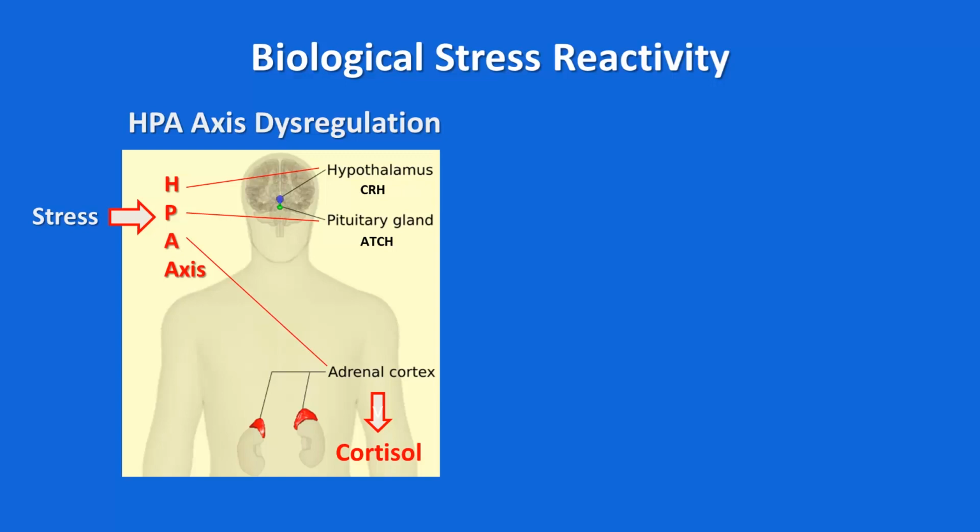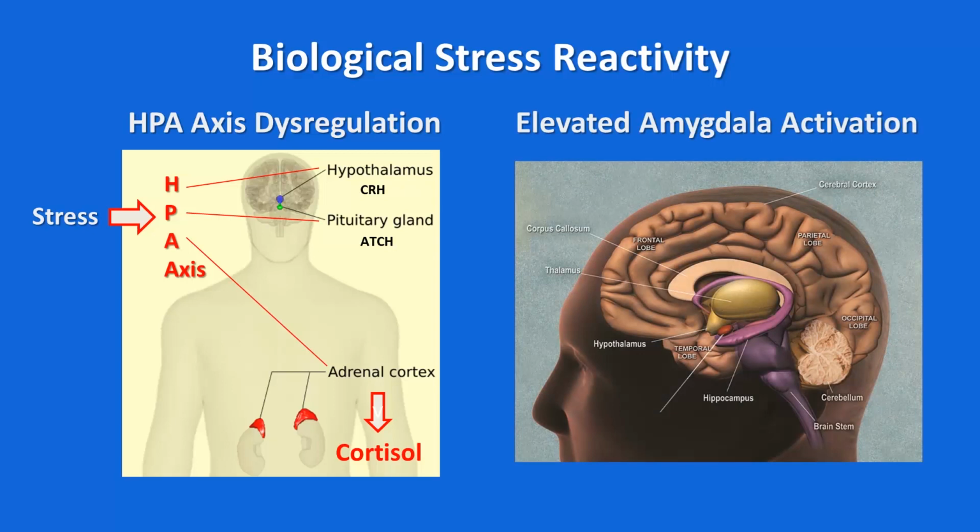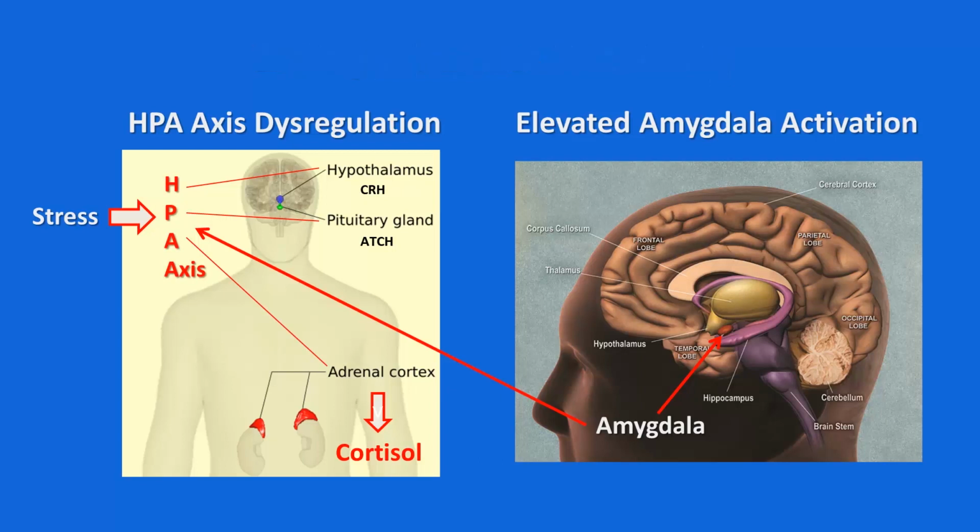In people with depression, there's also an elevated activation of the amygdala region of the brain in response to stress. The amygdala plays a central role in emotional processing and has an activating influence on the HPA axis. And both the short allele variant of 5-HTT-LPR and adverse childhood experiences are associated with increased amygdala reactivity.